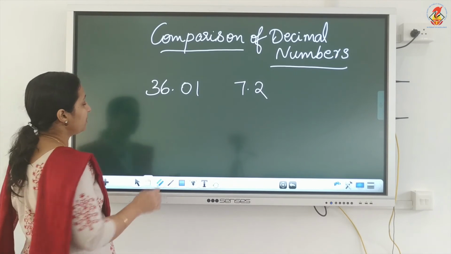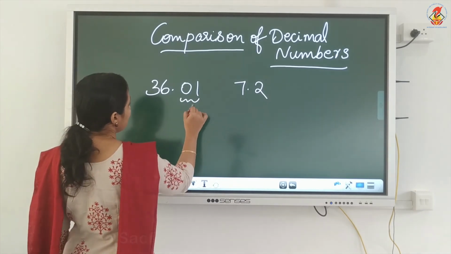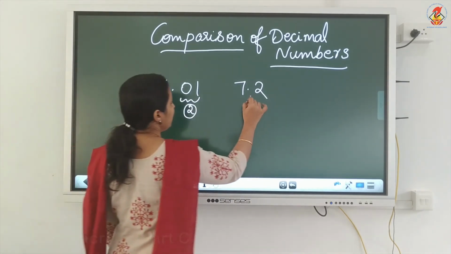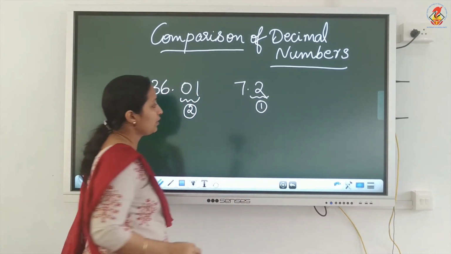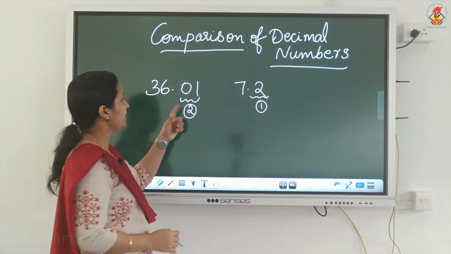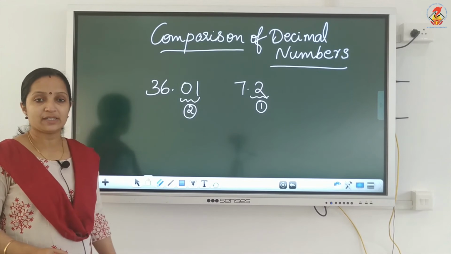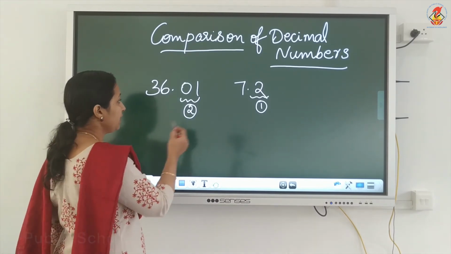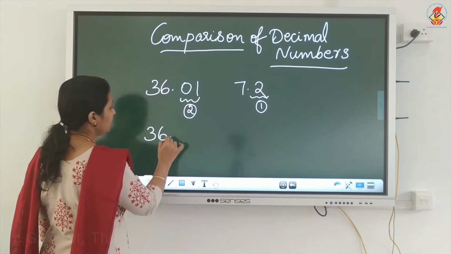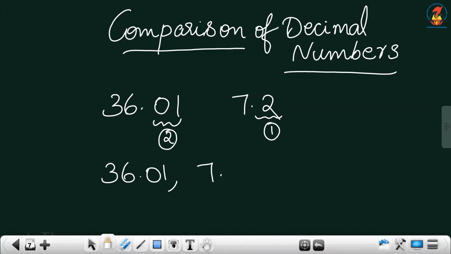Now how will we convert it? Here how many digits are there? Here 2 digits are there. Here only 1 digit. So if one more digit is there, we can say that these two are like decimals. So for converting to like decimals, what will you do? 36.01, just give one 0 to the extreme right.